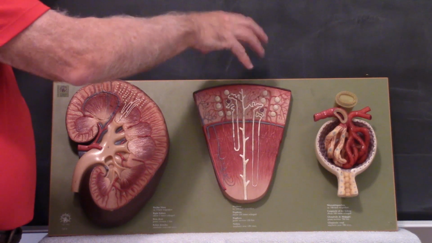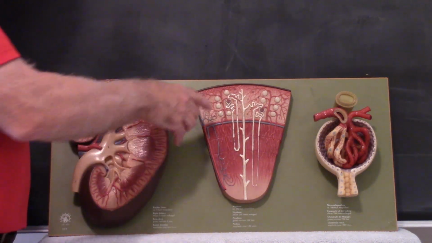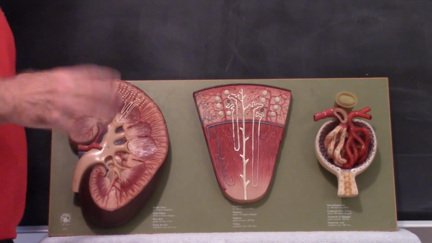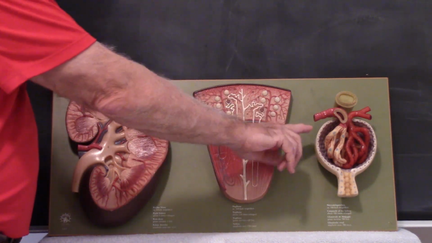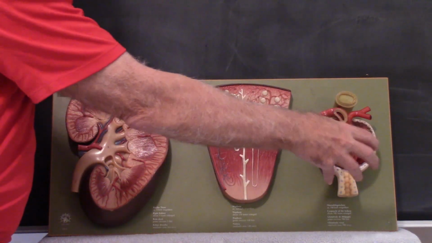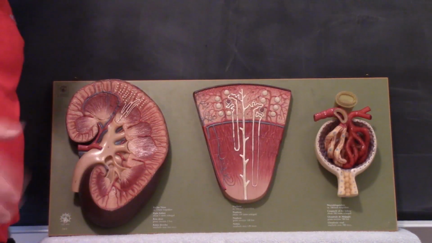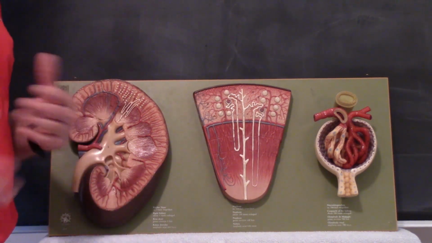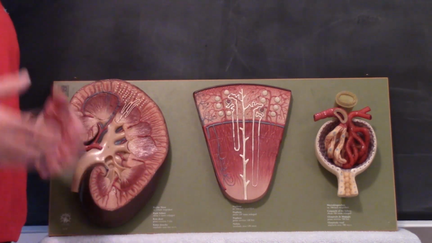So each of these nephrons consists of a renal corpuscle, and that in turn is made up of a glomerular capsule, and inside the glomerular capsule would be the glomerulus, or glomerular capillaries. Glomerulus and glomerular capillaries can be used interchangeably. They mean the same thing.